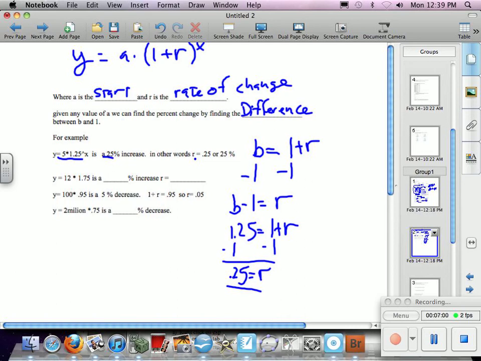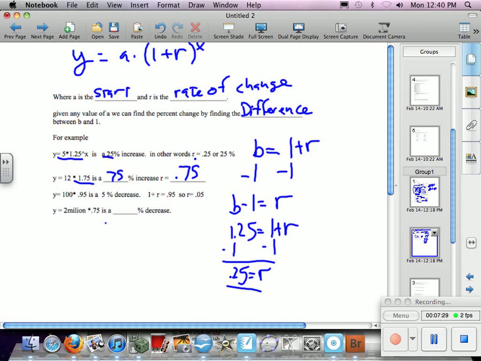Here's my 12 times 1.75. Well, the difference between 1.75 and 1 is 0.75, so that would be a 75% increase, because r is 0.75. Okay? Those are usually pretty obvious when it's greater than 1. It gets a little trickier when it is less than 1.